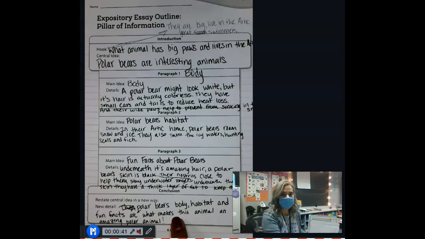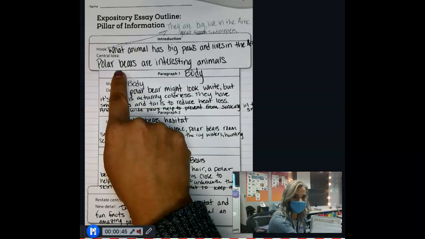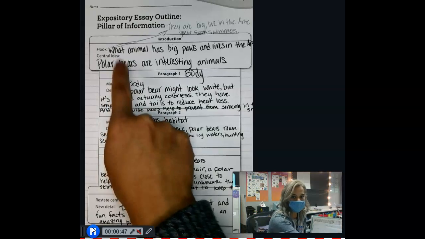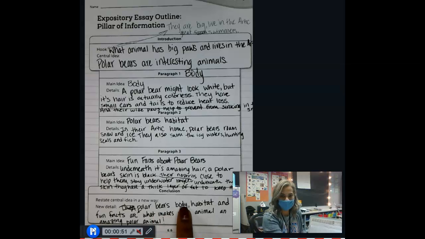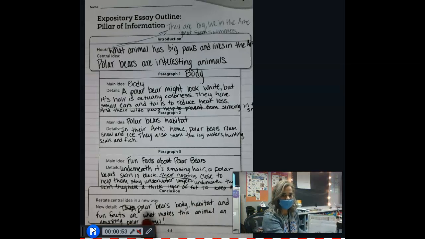For your conclusion, you're basically restating your central idea. So my central idea is that polar bears are interesting animals. So I just restated it and said polar bears' body, habitat, and fun facts are what makes this animal an amazing polar animal. Yes?